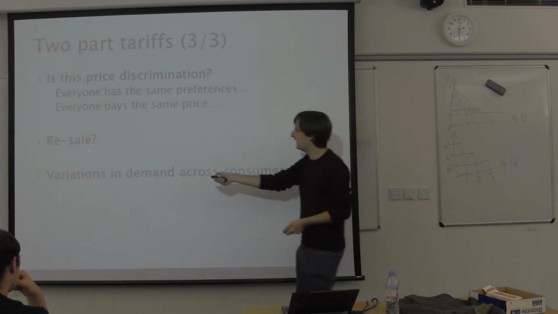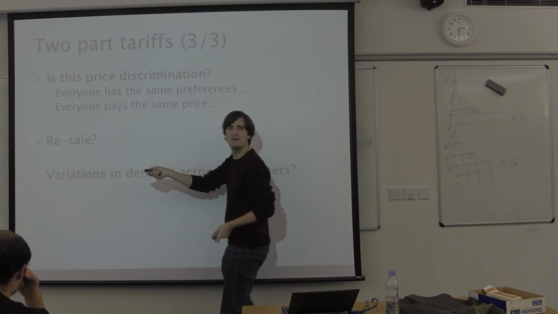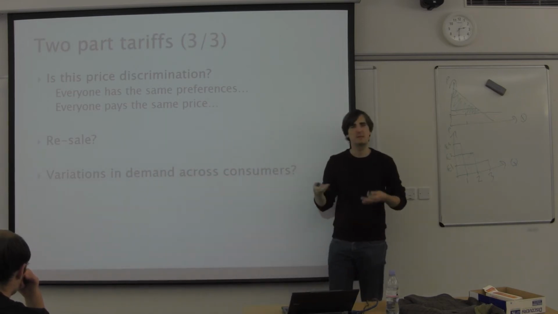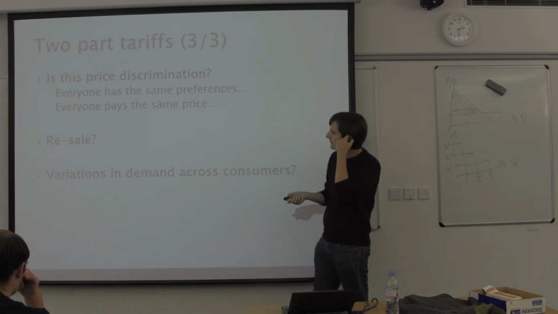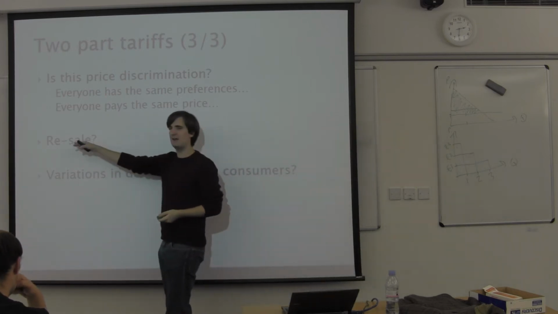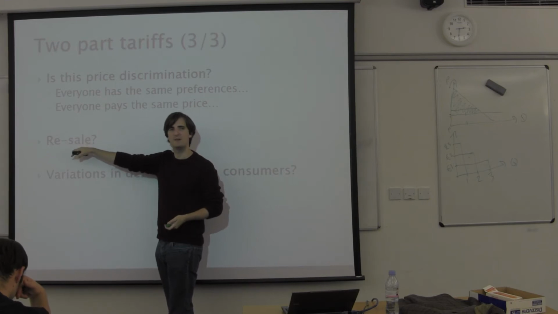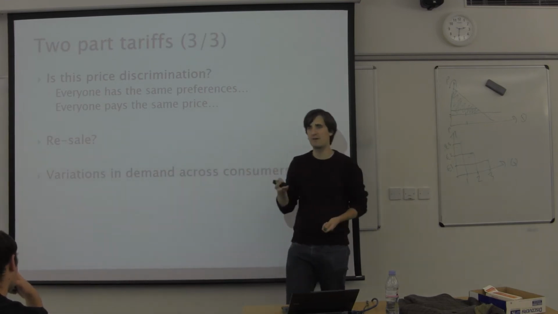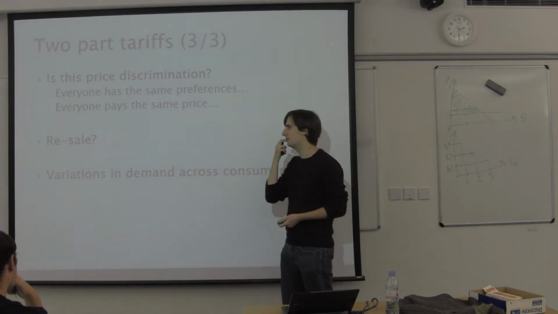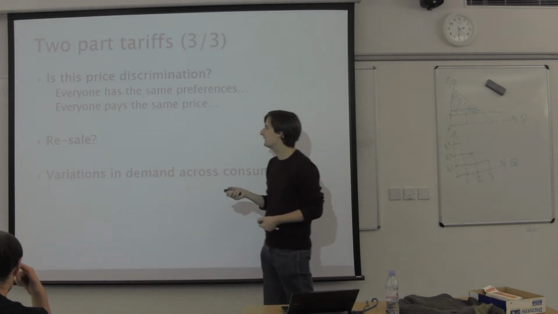So, in order to stop resale, it's as if the firm has to be able to do some price discrimination. The firm has to have a good idea of how many units you ought to be demanding, and if you start demanding more than that number of units, it's going to worry that you want to resell them.